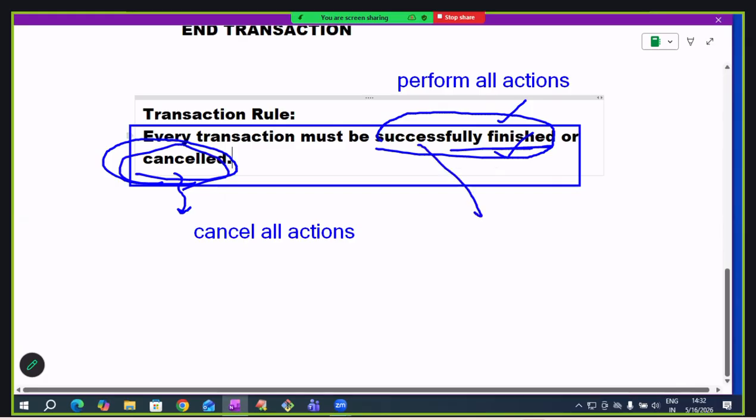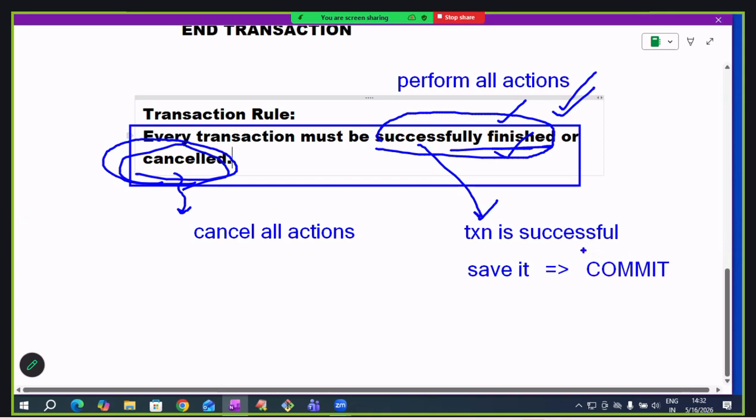Suppose the transaction is successful. All actions performed means the transaction is successful. So if the transaction is successful, we have to save it. To save the transaction, we use one SQL command. What is that one, sir? Commit. The commit command is used to save the transaction. Every successful transaction ends with commit.